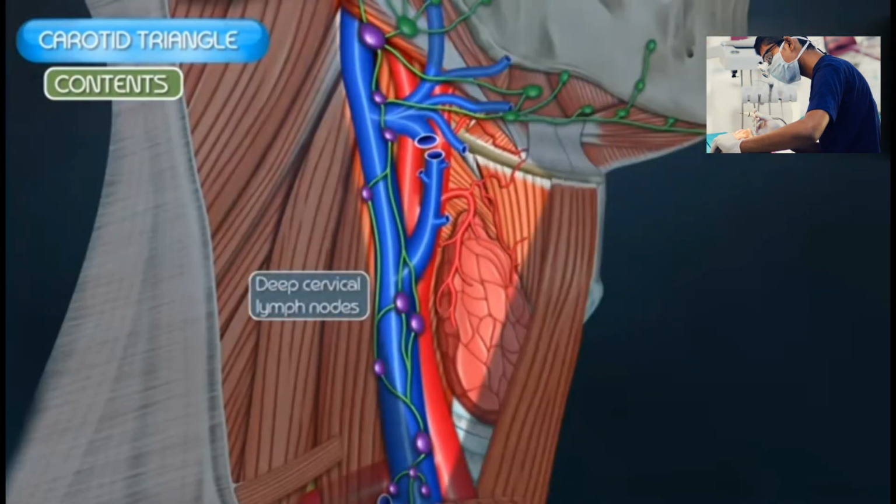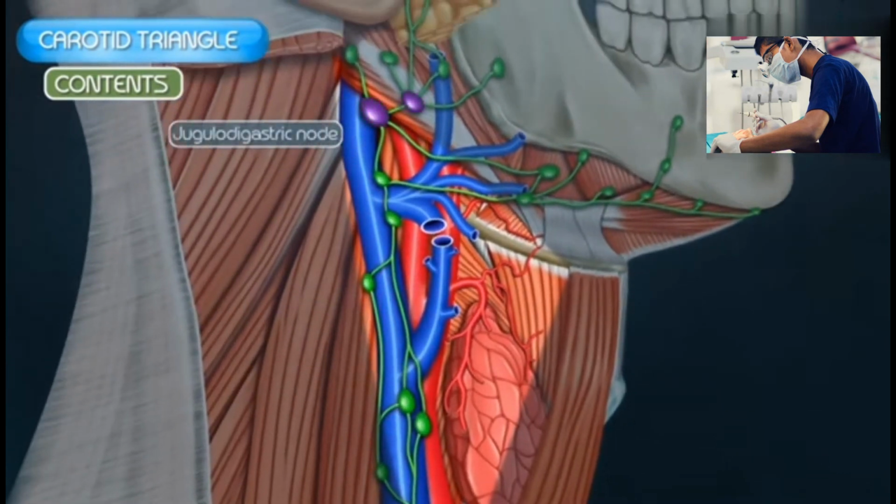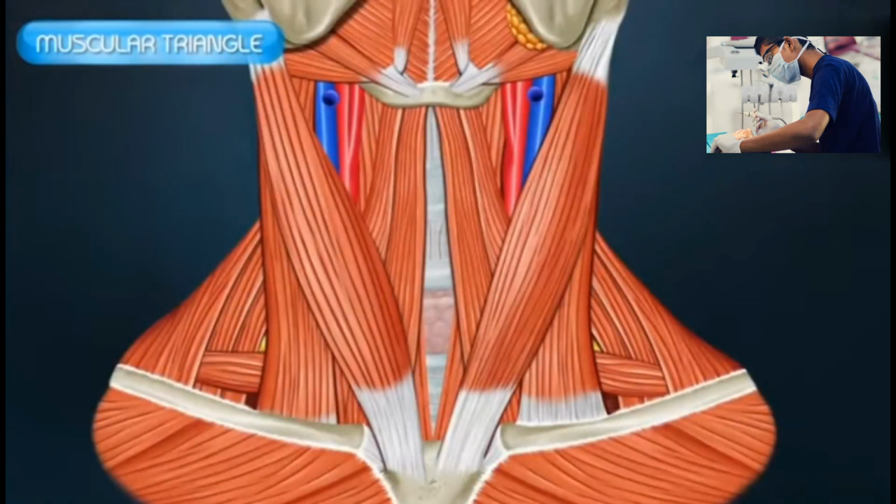Now let's move to lymph nodes. Deep cervical lymph nodes that are present along the internal jugular vein include the jugulodigastric node and jugulo-omohyoid node. Last but not the least is the muscular triangle.